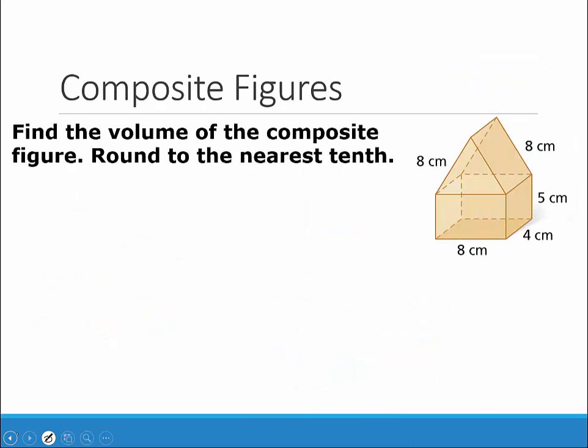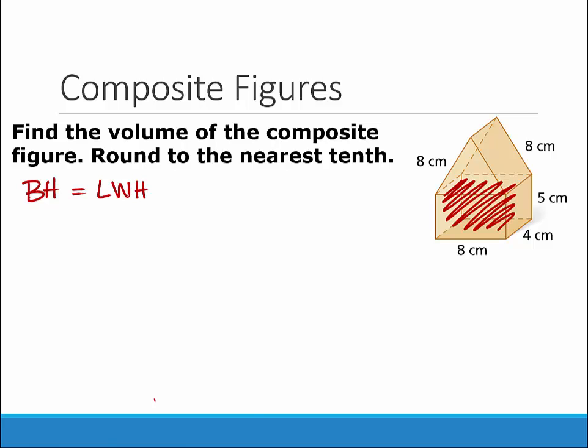So composite figures, these are way easier than when we do surface area because you just care how much space this fills up. You never have to subtract anything out. When it looks like this, you're just adding stuff together. So you have the prism on the bottom and the triangular prism on the top. So let's just look at the bottom. How much space does that take up? So remember, it's base times height, or because it's a rectangle, length times width times height. So I have 8 times 4 times 5, which is 160 centimeters cubed.